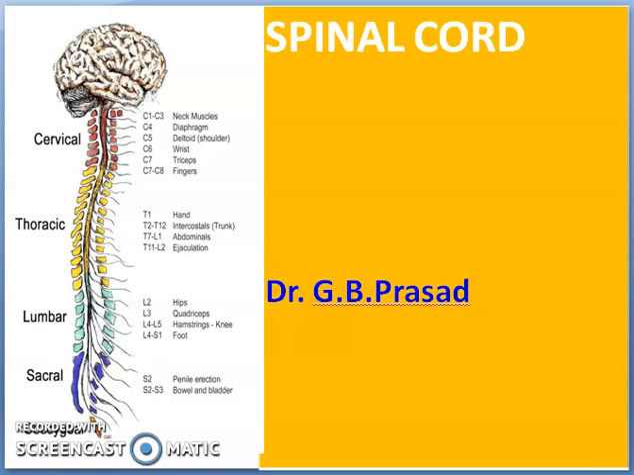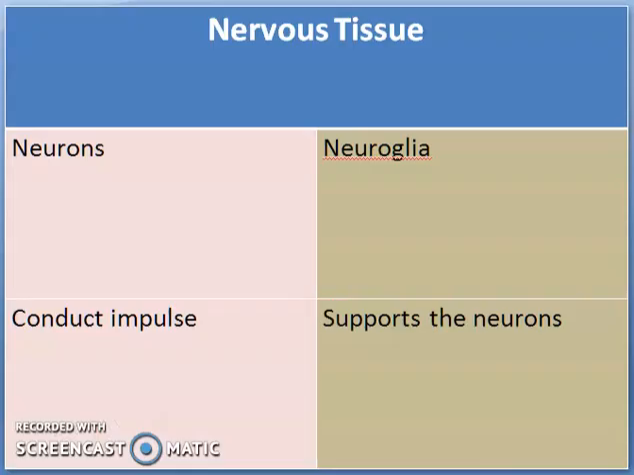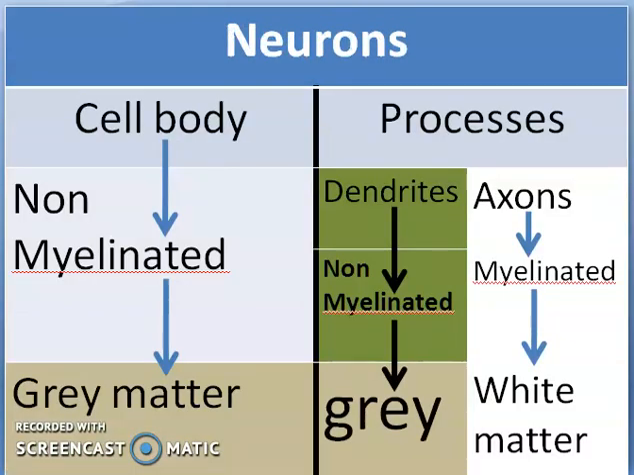The nervous system is made of nerve tissue, and the nerve tissue consists of neurons and neuroglia. Neurons conduct impulse and neuroglia support the neurons. The neurons consist of cell body and processes. The cell body is non-myelinated and appears grey in color.